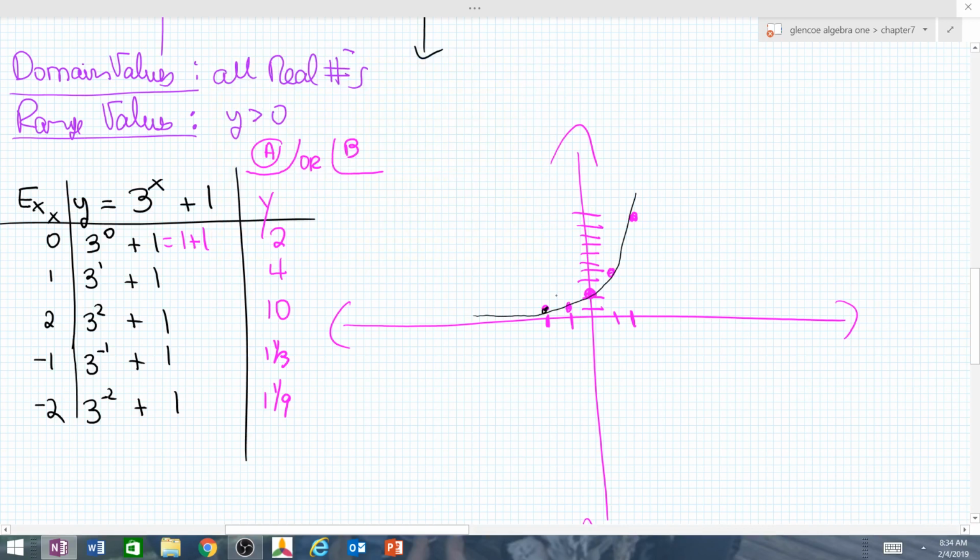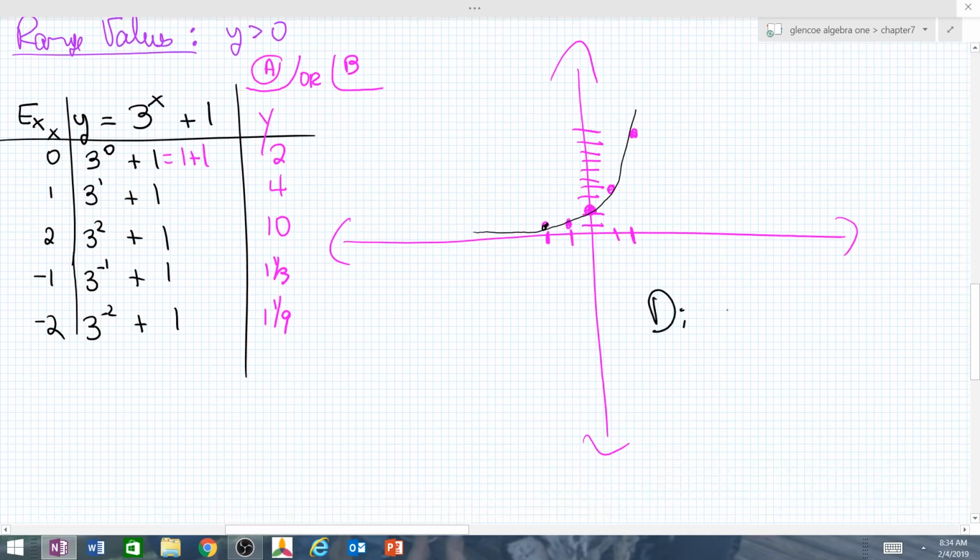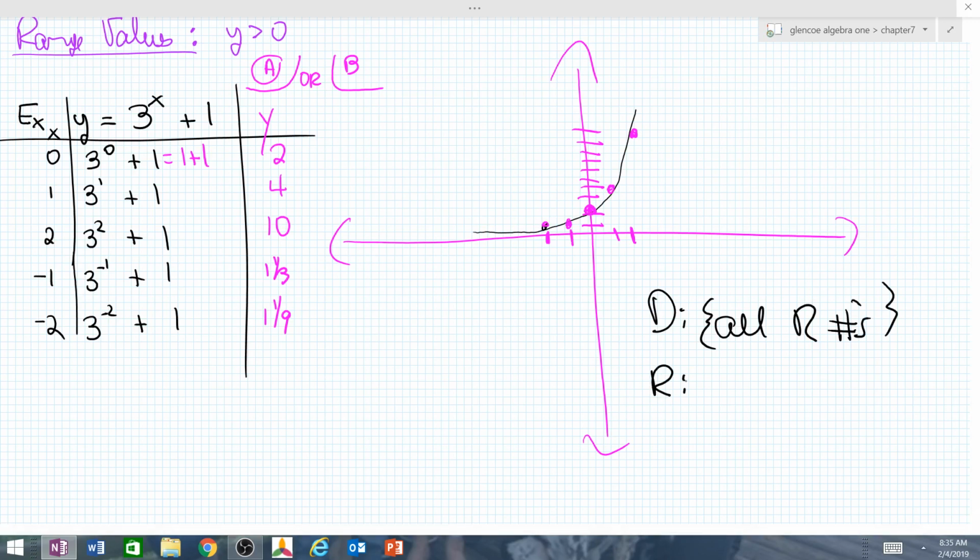You with me? Any questions? All right. Yes. The domain and range is always going to be the same. In this case, the domain values are all real numbers, but the range values in this case are what? It's anything greater than what? No, not greater than 0, but in this case it's greater than 1.